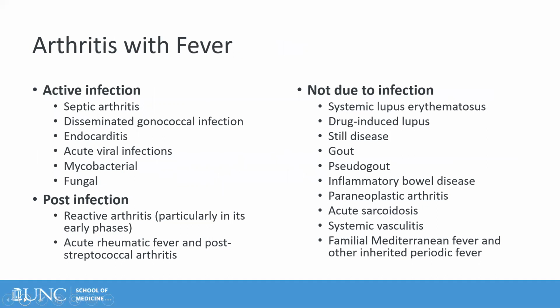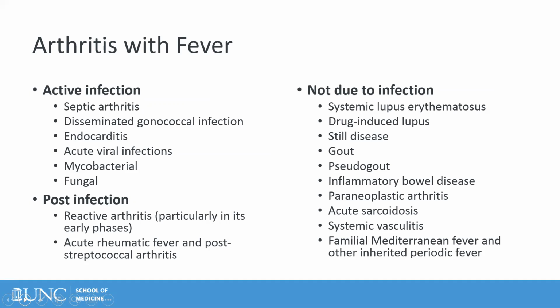The other presentation that I want to talk about is arthritis with a fever. Patients who present with fever, our first concern really is, is there an active infection? And again, septic arthritis should be at the top of your list. Patients with disseminated gonococcemia can present like that. They often will have an associated rash, which can be very helpful. I mentioned endocarditis. Sometimes those fevers can be fairly indolent, low grade and very chronic.